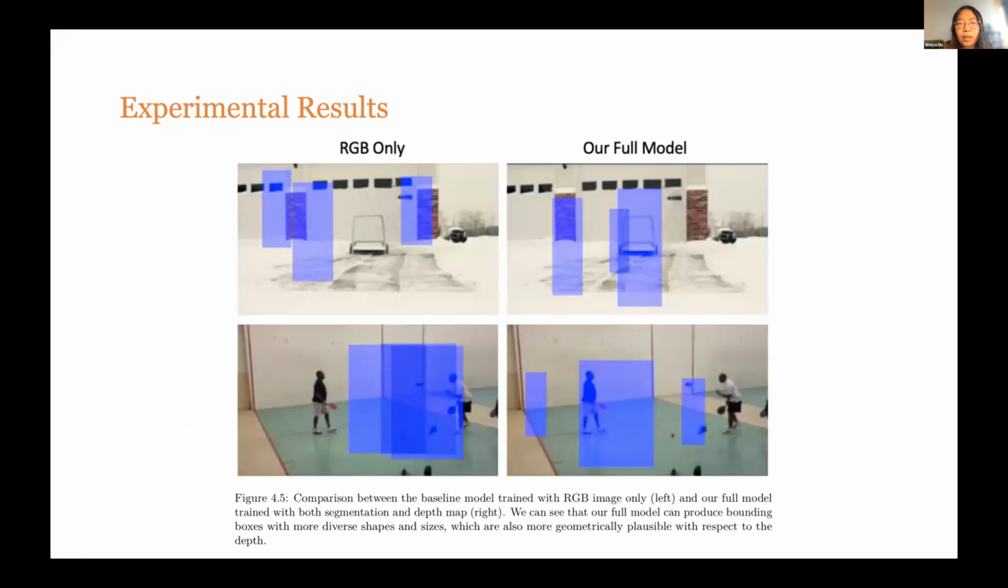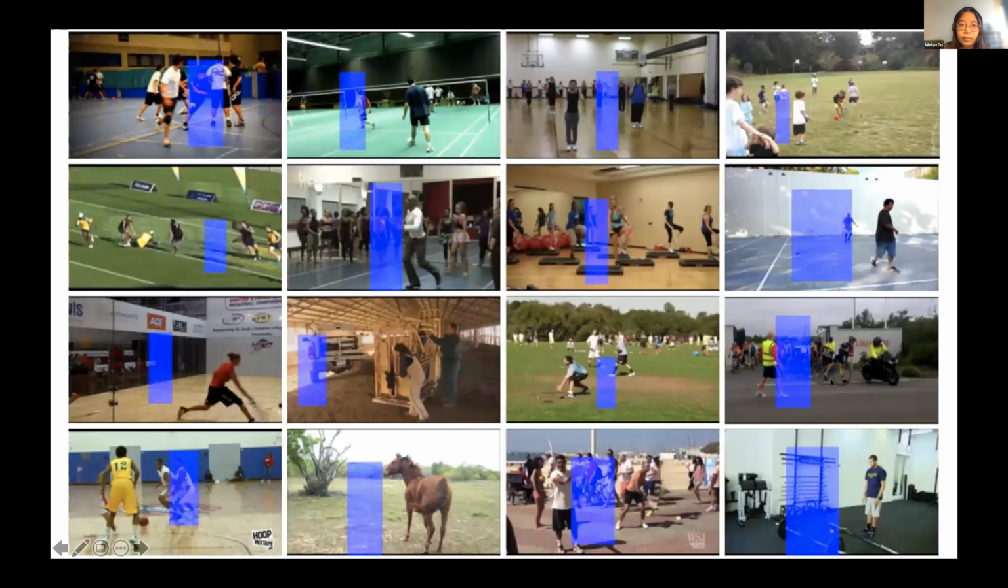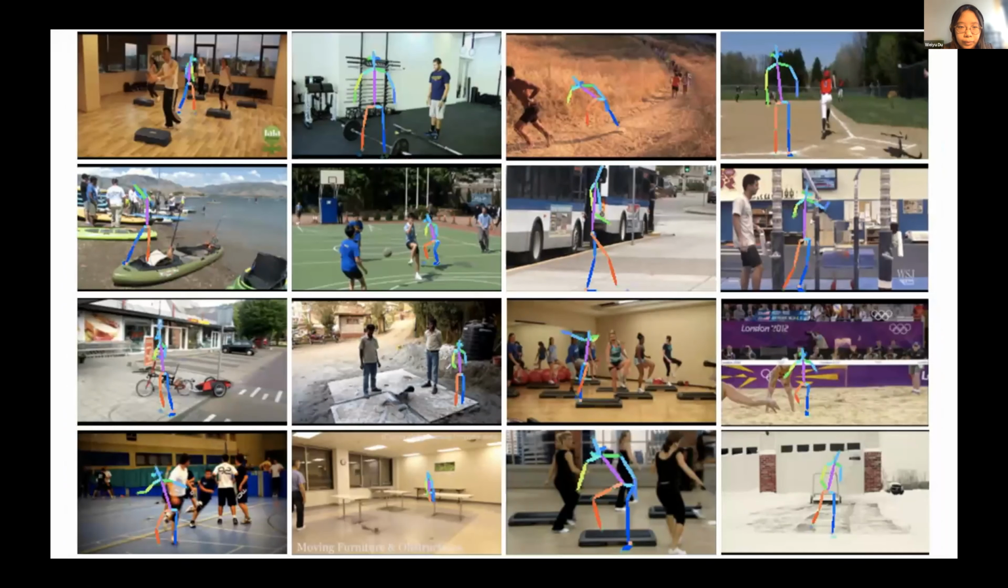Here is a visualized comparison of our RGB-only model and our full model. We can see here that the full model can produce much more diverse bounding boxes in terms of shapes and size. And they are actually more aligned with the geometry of the scene. Here we are showing more generated results from our bounding box prediction stage. And here are more results from pose synthesis.